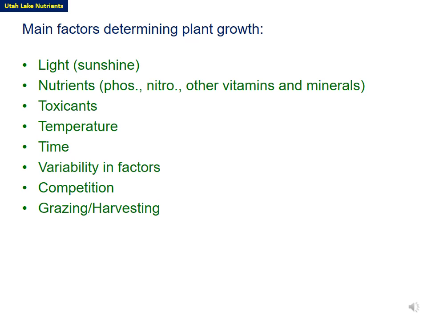The temperature of the water has a big impact on the growth rates of plants and algae. The warmer temperatures lead to higher growth rates. The time that the visibility or the nutrients or the temperatures have all been in a certain state matters. You have obviously the variability in those factors. Do we have a constant situation with lots of phosphorus, or does it vary over time? We have competition for nutrients within the water itself, and then we have grazing and harvesting by fish at the bottom. That can impact things as well.